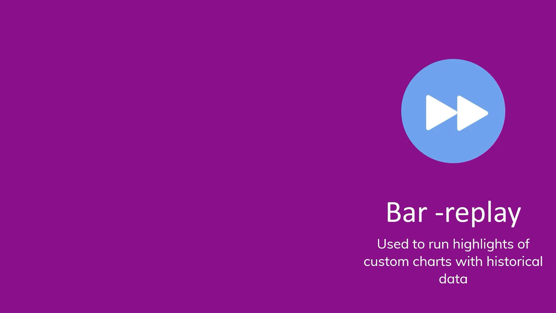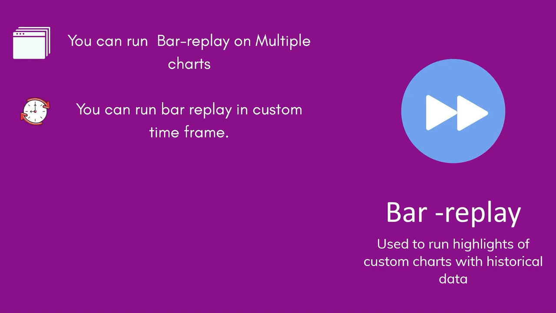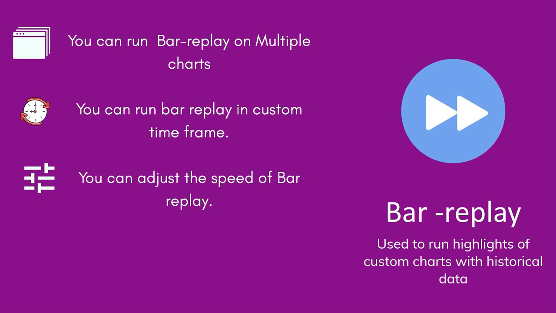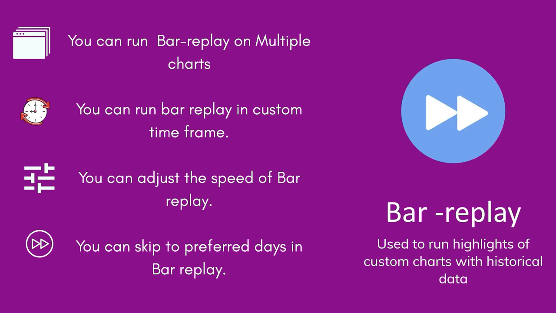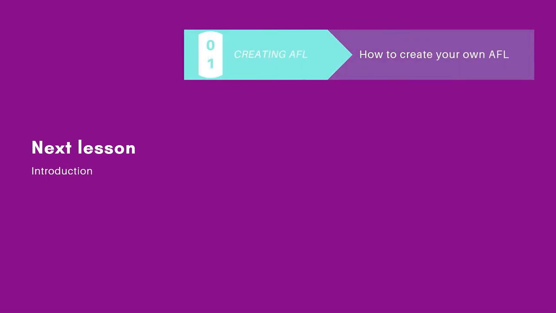Next, we have seen bar replay. This is used to run highlights of the custom charts with historical data. You can run bar replay on multiple charts, which I've shown you just now. You can run bar replay in custom time frame. Of course, when you can create a custom time frame, you can run bar replay on it as well. You can adjust the speed of the bar replay, which I showed a few minutes back. You can skip to preferred days in the bar replay using the calendar option inside bar replay. So this was the basic lesson of Amibroker, where I've taught you a few things.